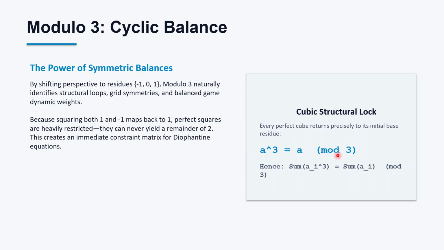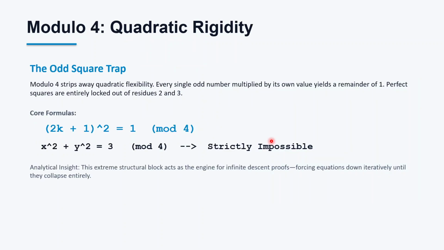Okay, for mod 3, we have this: a cubed equals a mod 3. They're not going to ask you to apply this formula anywhere. These types of questions will only be asked in MCQs. So okay, this has a quite different concept.